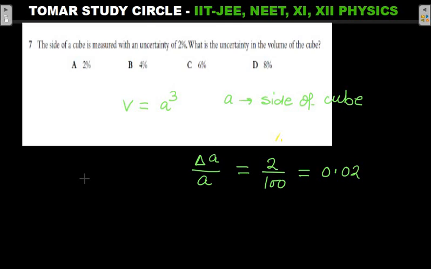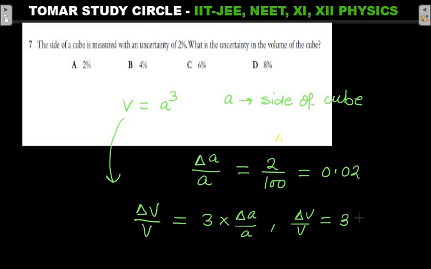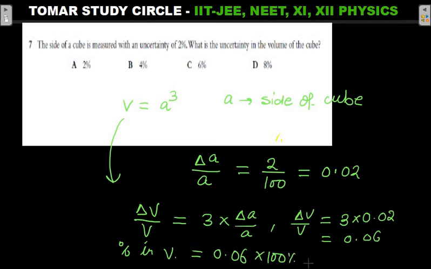Now, the fractional uncertainty in volume is given by delta V upon V will be equal to 3 times delta A divided by A. On putting the value of delta A divided by A, we can write delta V upon V will be equal to 3 multiplied by 0.02, that will be equal to 0.06, and percentage uncertainty in volume will be equal to 0.06 multiplied by 100%, that will be equal to 6%. The correct answer is answer C. Next.